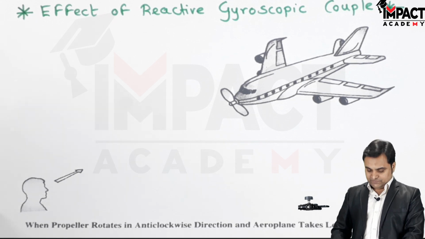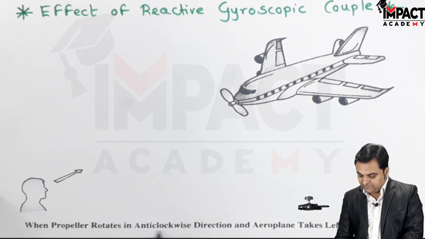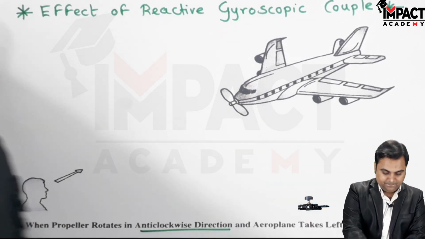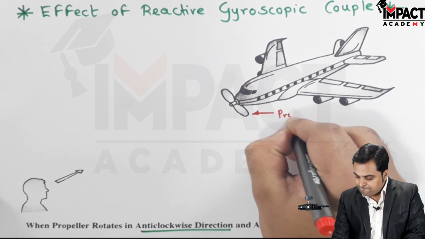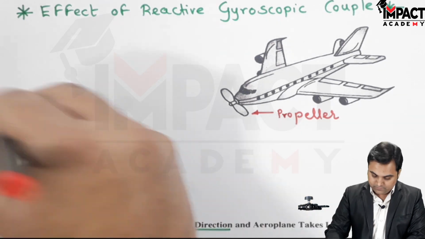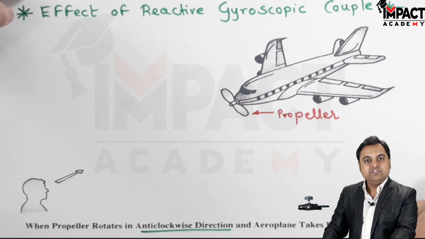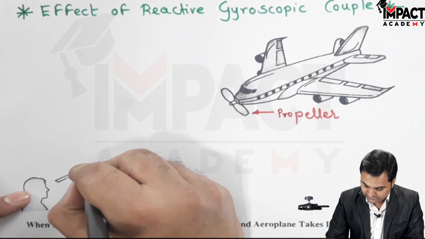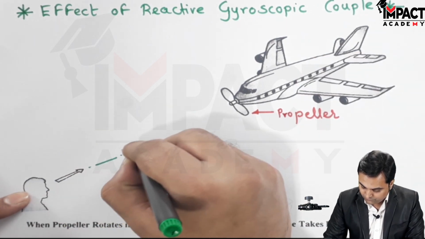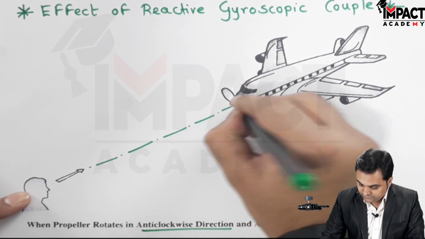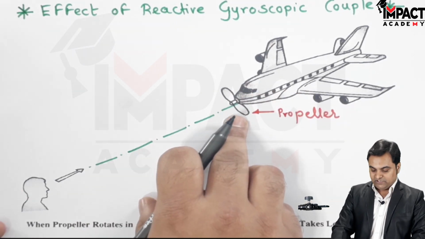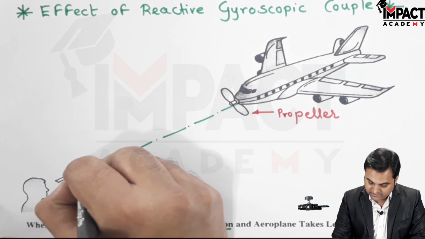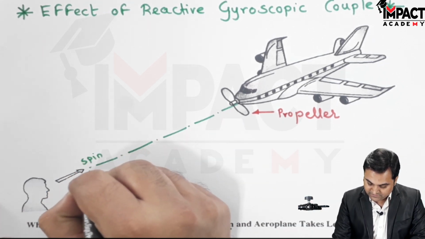Now the condition is when the propeller rotates in anti-clockwise direction. So this is the propeller of the plane. The axis about which it is rotating is the spin axis. Here is the observer, so we have to take the reference of the observer. That is, we are looking at the plane from the front, and while looking from the front, this axis is called the spin axis.